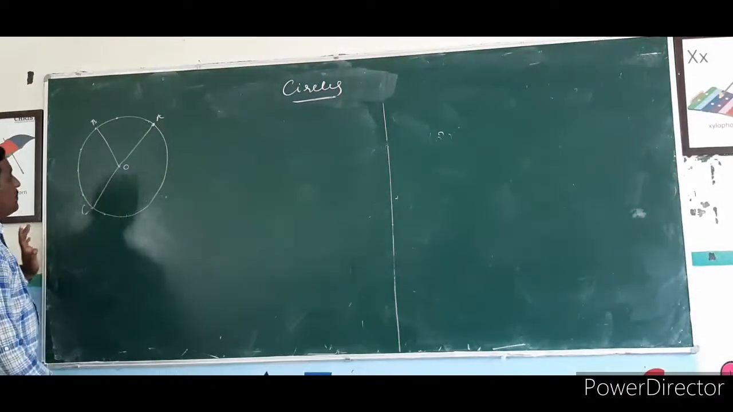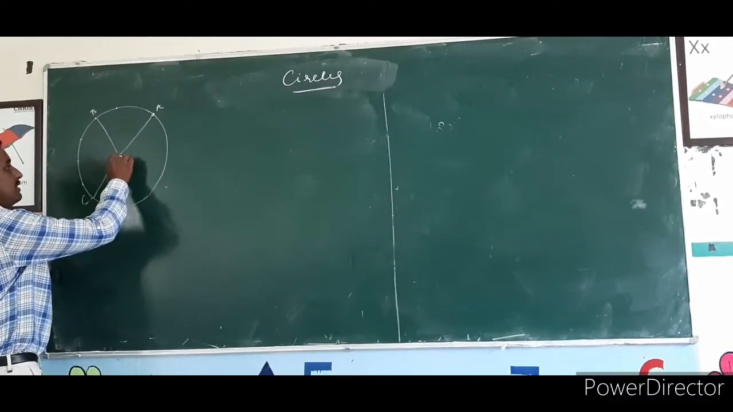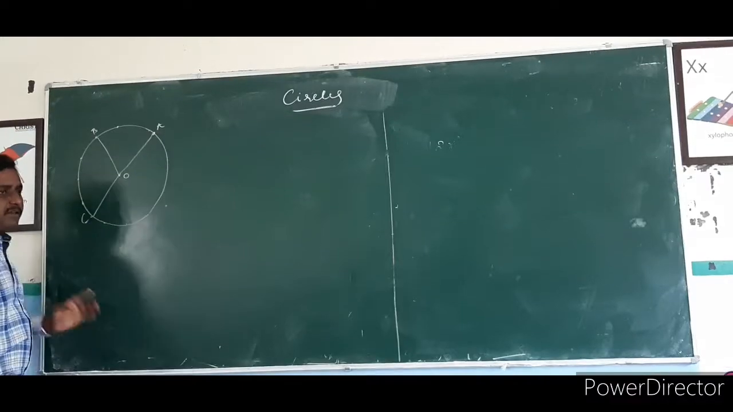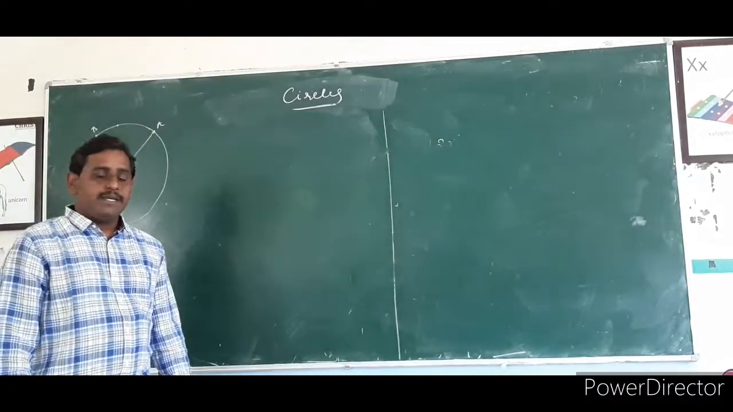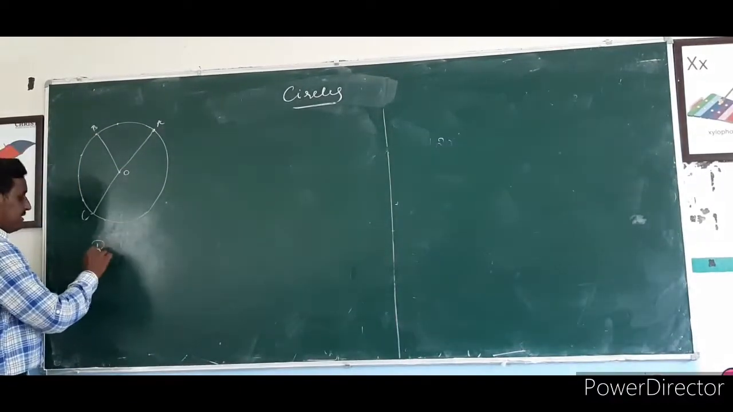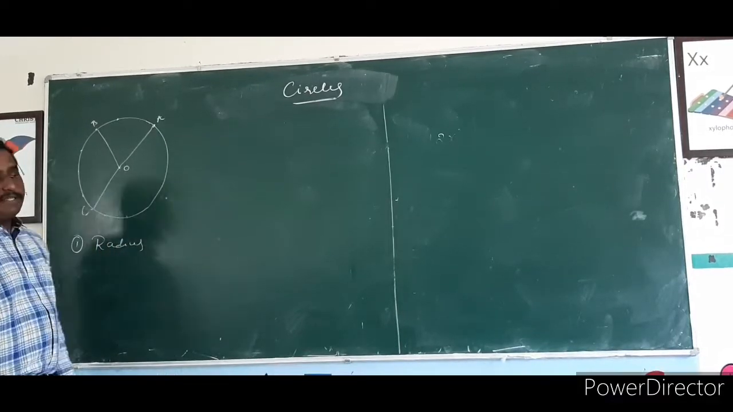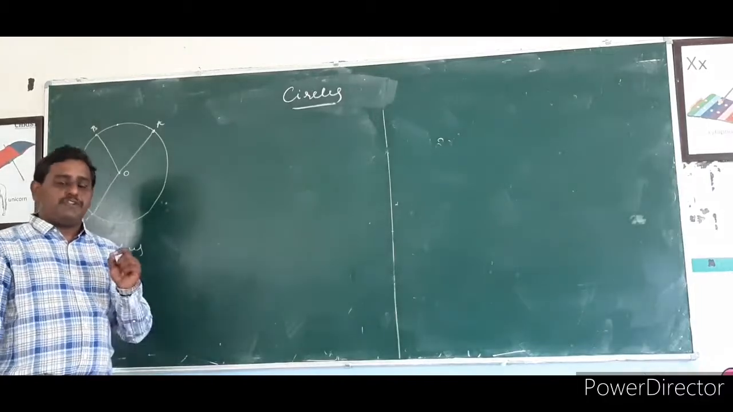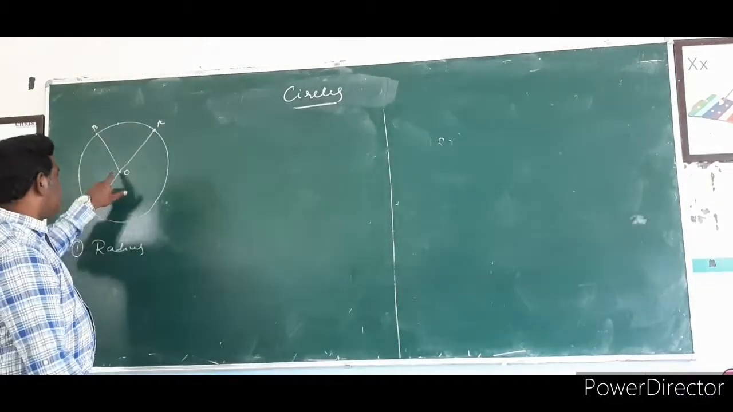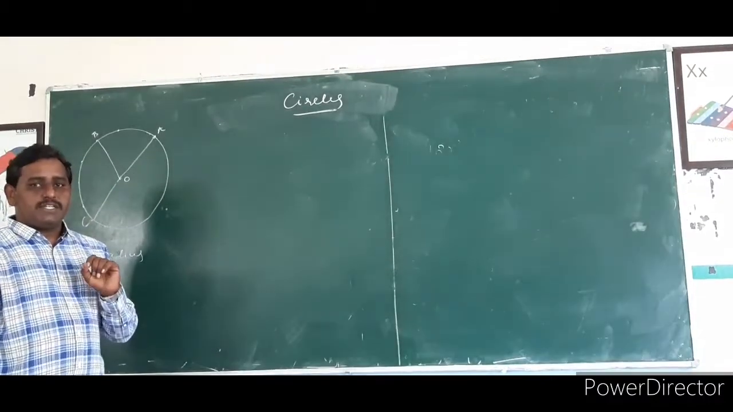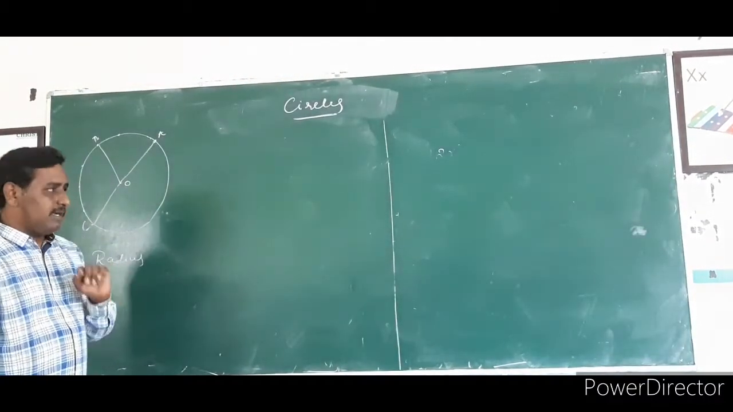O is the fixed point. The line segment joining from there to a point on the circumference, that we call radius. So what is meant by radius? Radius is the line segment joining the center of the circle to a point on the circumference. This is called the radius of the circle.